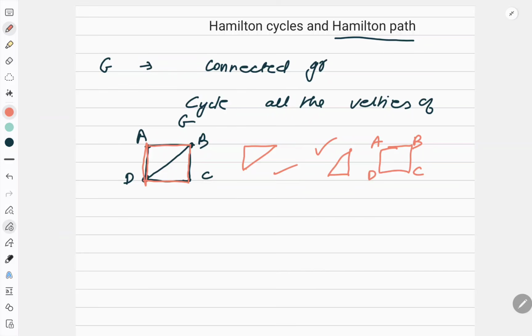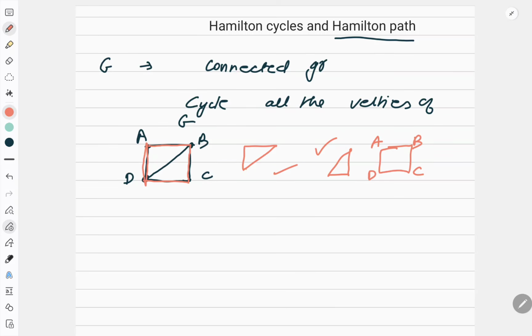Now observe that I have 4 vertices in the cycle, so there are 4 edges in the cycle. And if I look at the whole graph, there were 5 edges, and the cycle contains only 4 edges. Okay. Now what exactly is a Hamiltonian path?